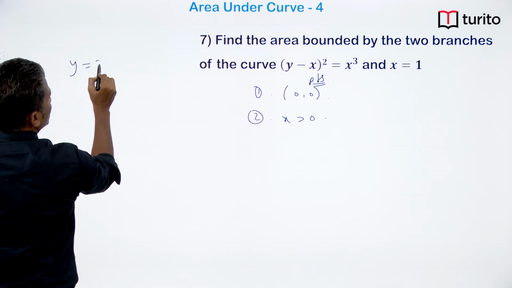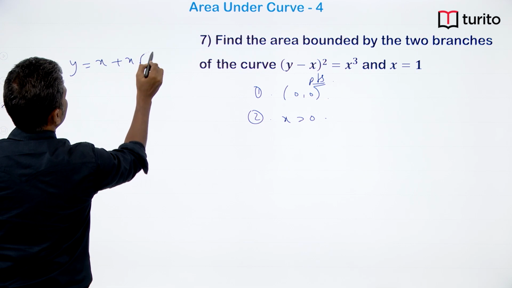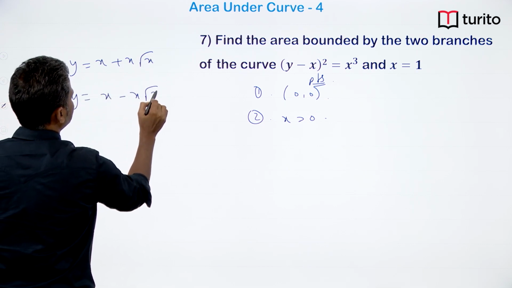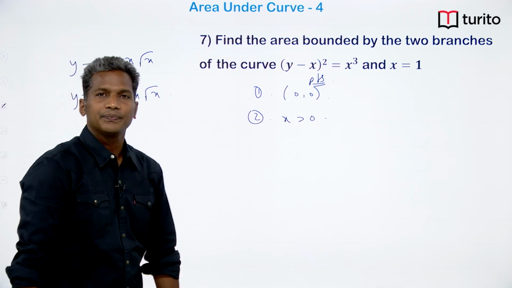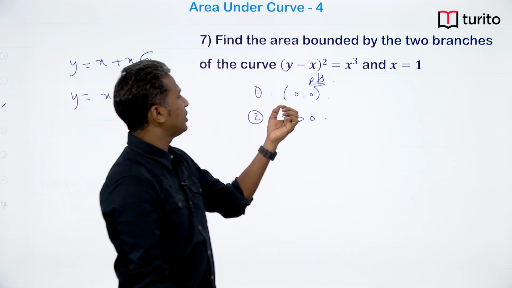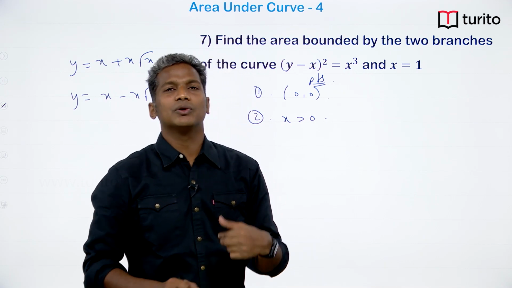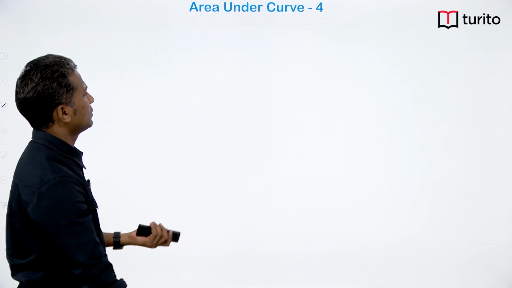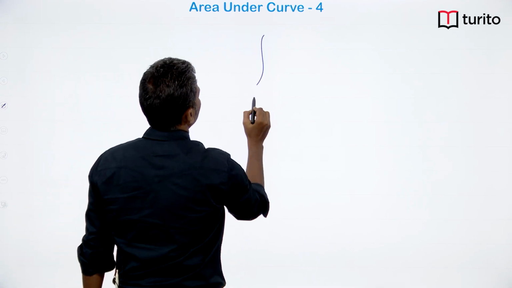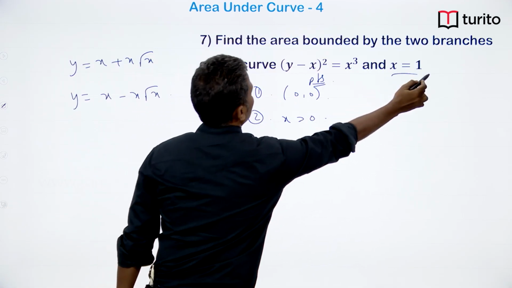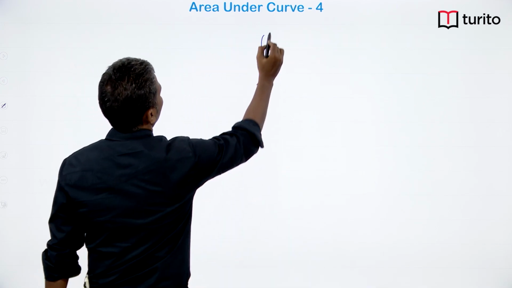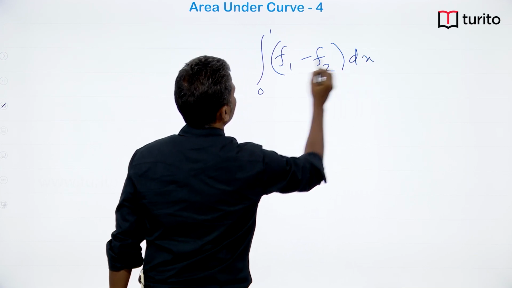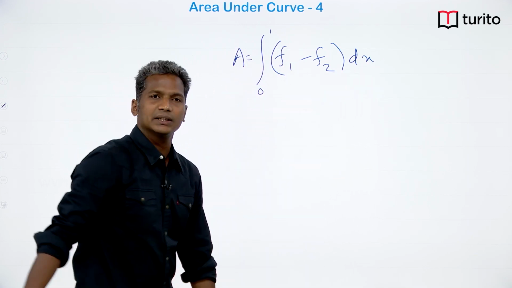One is y equal to x plus x root x, the other is y equal to x minus x root x. These are the functions. And because I already got one point which is (0, 0), I can also go for blind integration here. So, blind integration can happen somewhat like this: integral 0 to, what is the value till which we have to integrate? 1. We have to subtract one function from the other and integrate. This way also we can get the area.